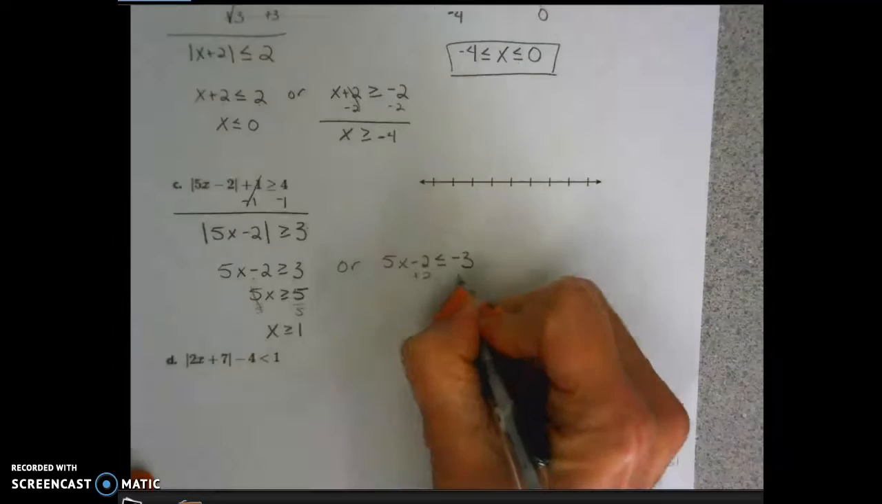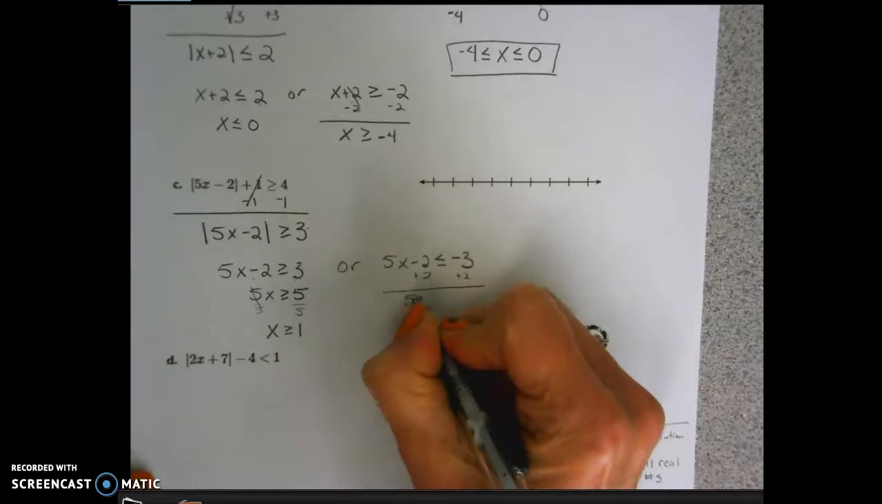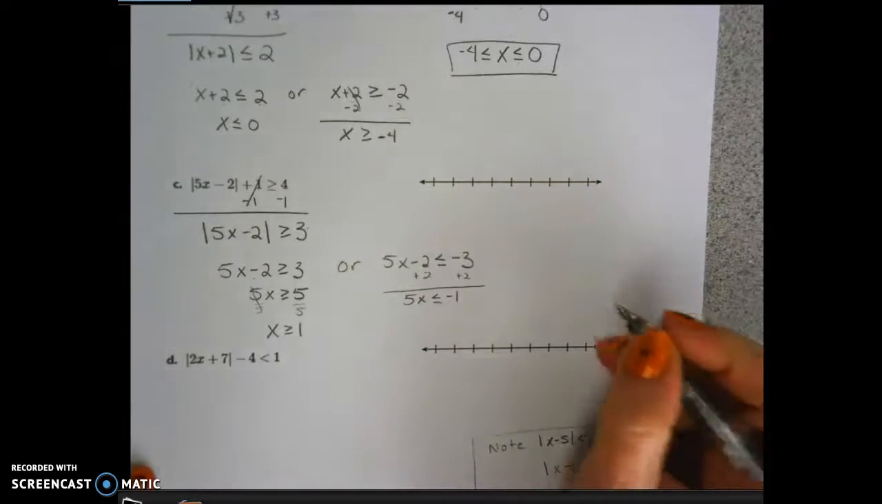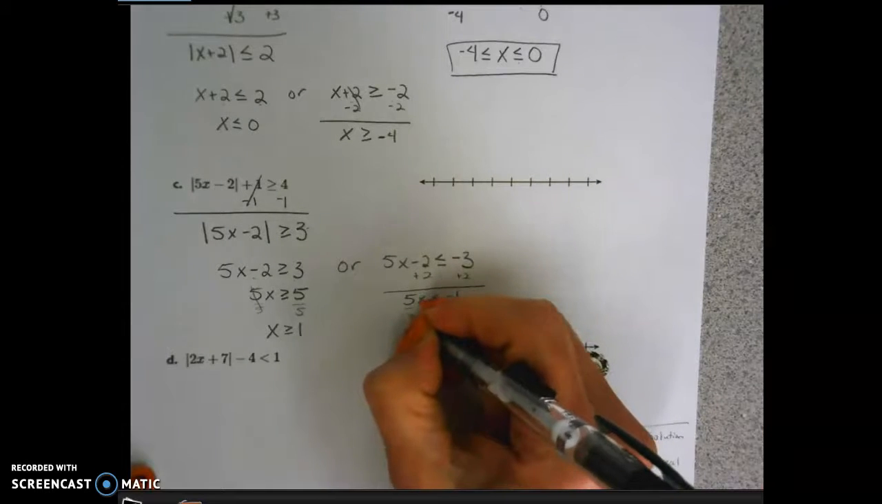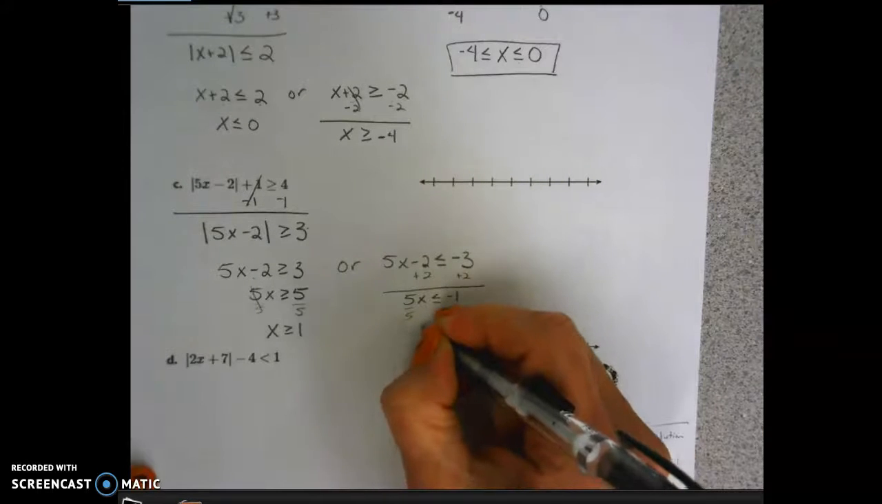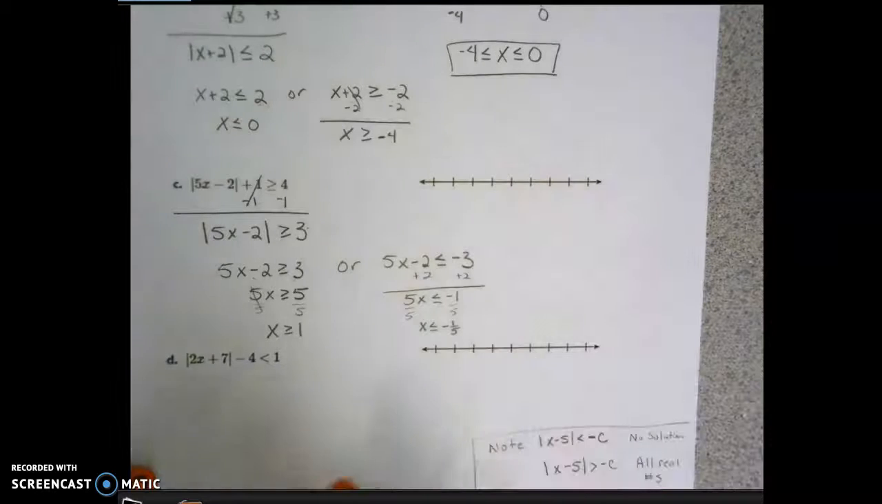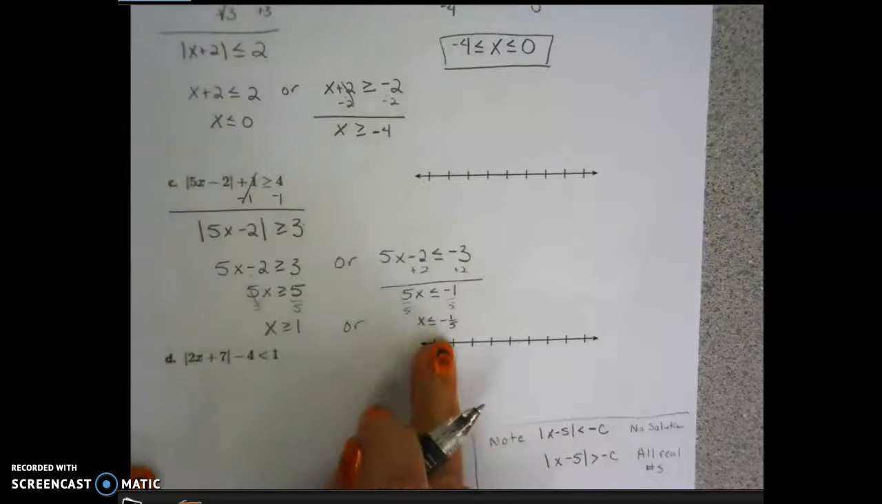If I add 2 to both sides, I get 5x less than or equal to -1. Divide by 5, and x is less than or equal to -1/5. All right, so here are my two answers. I'm just going to leave it as -1/5.